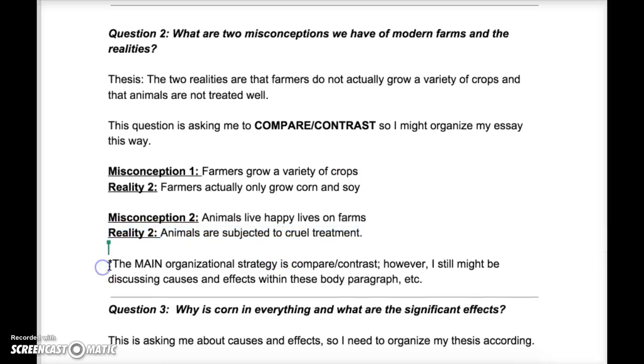Here's another note. Though compare contrast is the main organizational strategy, I still might be using secondary organizational strategies. For example, I might talk about causes and effects of farmers only growing corn within the body paragraph. So the overall framework would be compare contrast. However, my secondary framework in the body paragraphs, maybe I'll have a body paragraph talking about the cause and maybe a body paragraph talking about the effects, right? So it's not exclusive to just one organizational strategy.